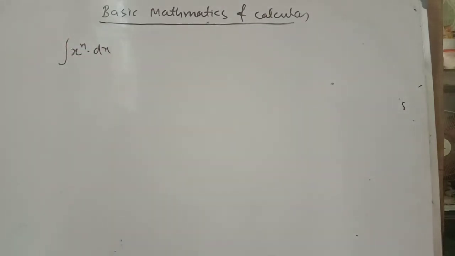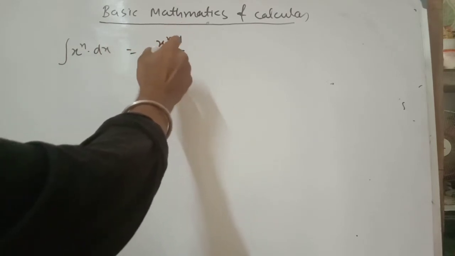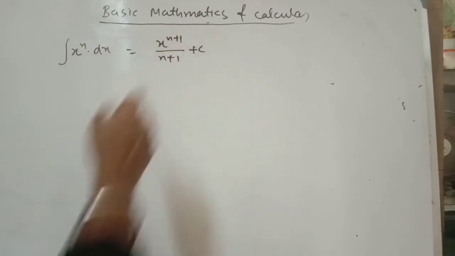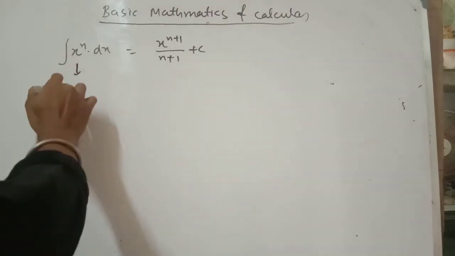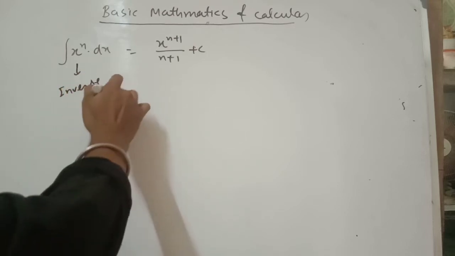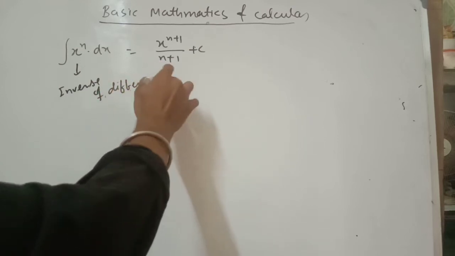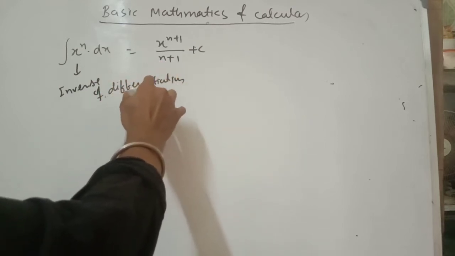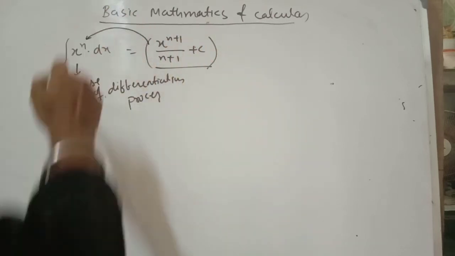Okay, so the integral of x to the power n dx, the formula is x to the power n plus 1 divided by n plus 1, plus a constant. I already told you that integration is the inverse of the differentiation process. So if you differentiate this term, it will give back the original function.